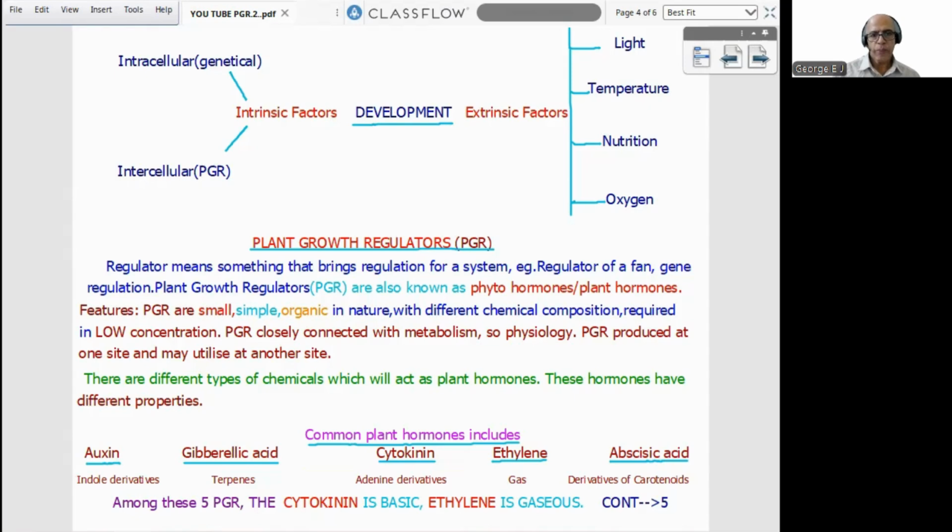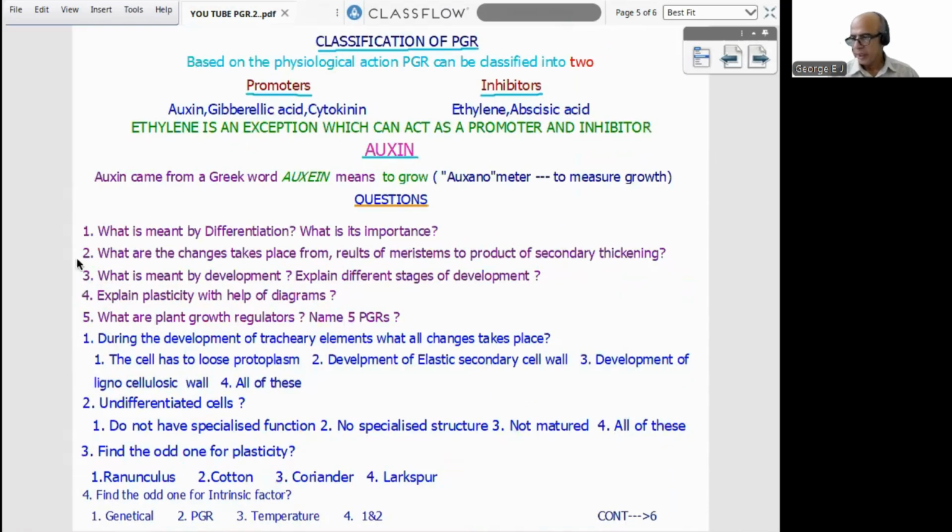Among these 5 plant growth regulators, cytokinin is basic in nature, an exception. Ethylene is gaseous in nature, an exception. Both are exceptions. I think this page is clear. Now we can proceed to the next page, classification of PGR. Based on physiological action, PGR can be classified into 2: promoters and inhibitors. Promoters means they will enhance, they will allow something to take place. Inhibitors means stop, they will not allow.